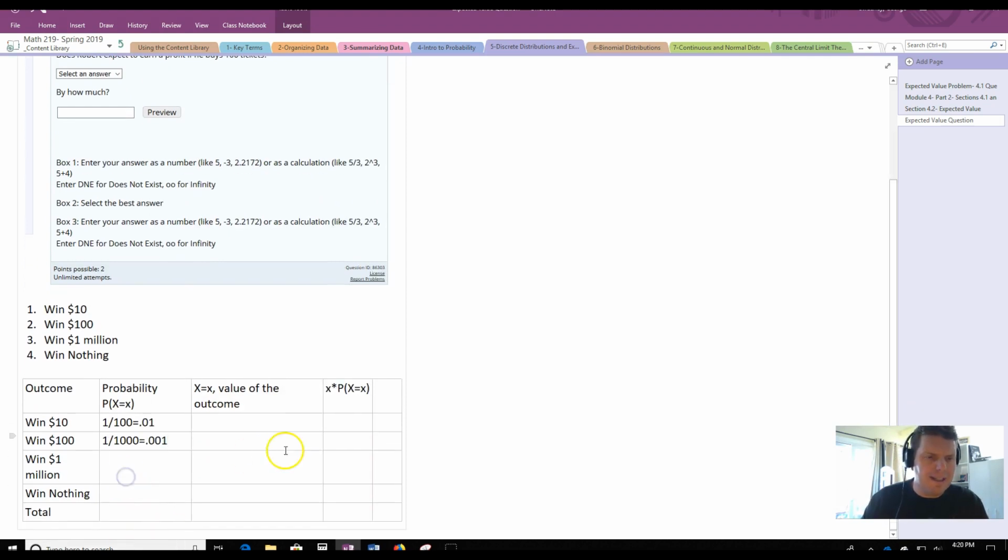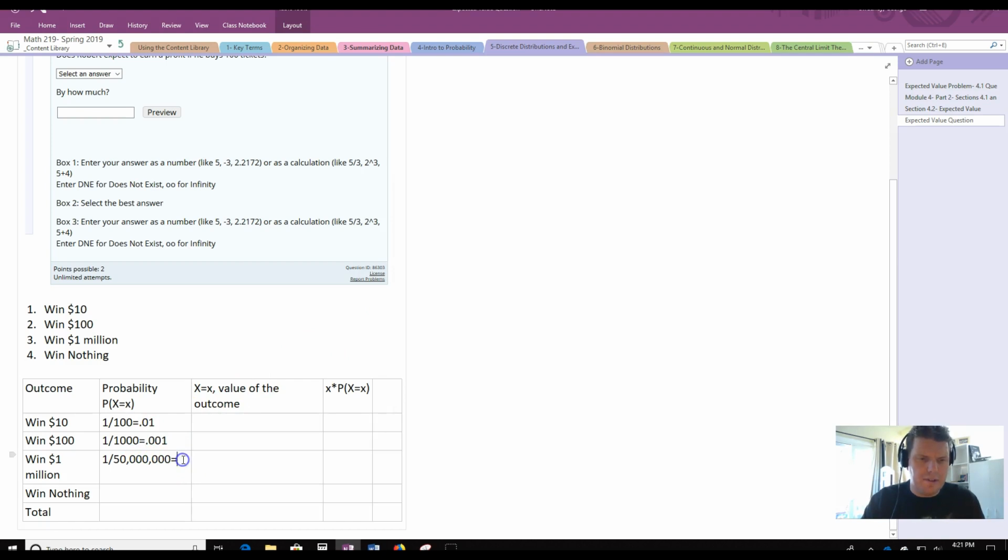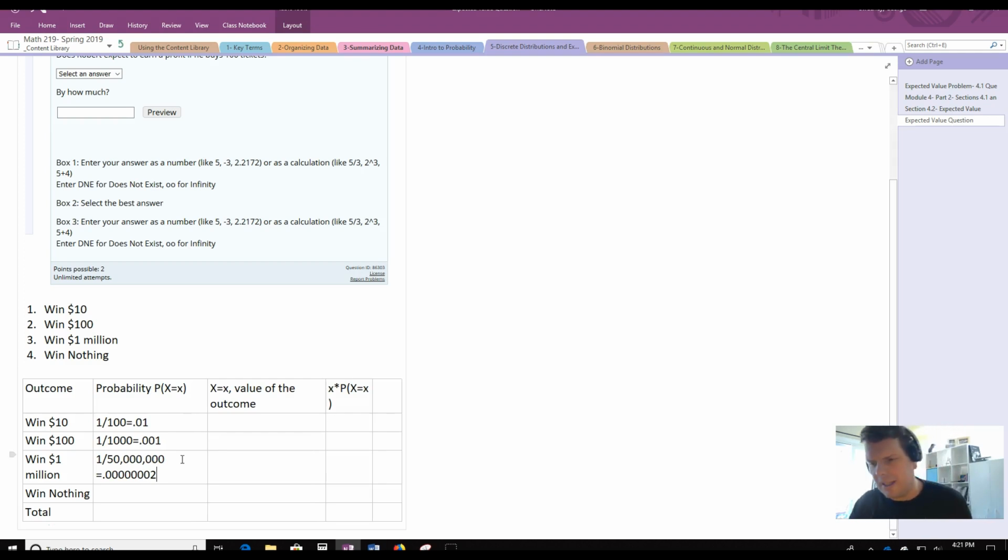Then my next one is 1 in 50 million would win $1 million. So that's going to be a little bit tougher. It's 1 out of 50 million. And so that ends up giving me this value here of 0.0000002. See if I can actually count that: 1, 2, 3, 4, 5, 6, 7 zeros. So it's got a very low likelihood of occurring.